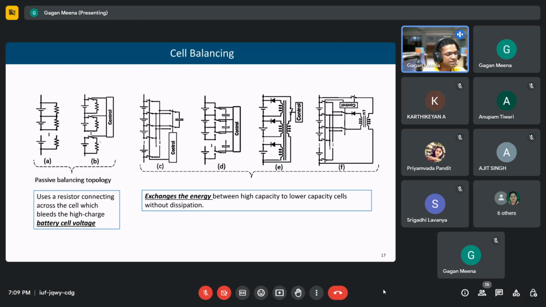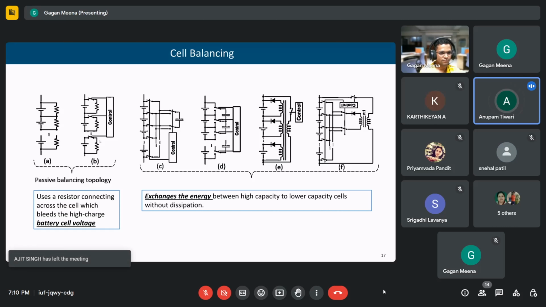So which one is better, active or passive? Active is always better, because here we are avoiding loss. So this active circuit, is it inside the battery or is it external to the battery?